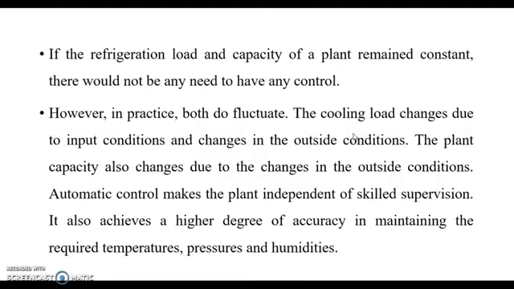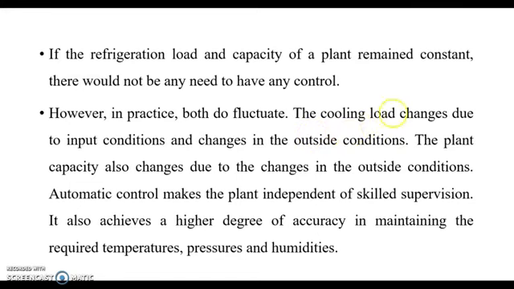If the refrigeration load and capacity of a plant remain constant, there would not be any need to have any control. That means there is no variation in the control variable, so we don't need any control system. Suppose there is variation in the controlled variable, we need some control system.